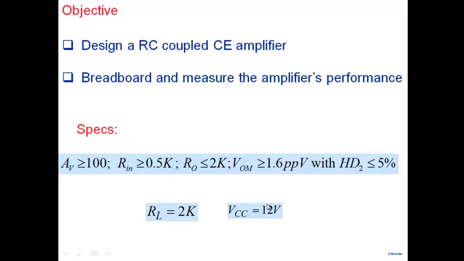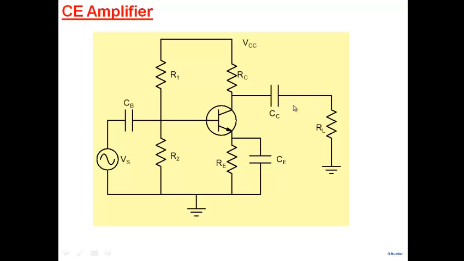And the transistor is the one that you've been working with, BC547, the same transistor that you used in experiment number 1. Okay, so these are the specs which are given, and for these specs you have to design this particular amplifier, breadboard it, and measure the performance of this amplifier and show that your design matches with what your expectations are.